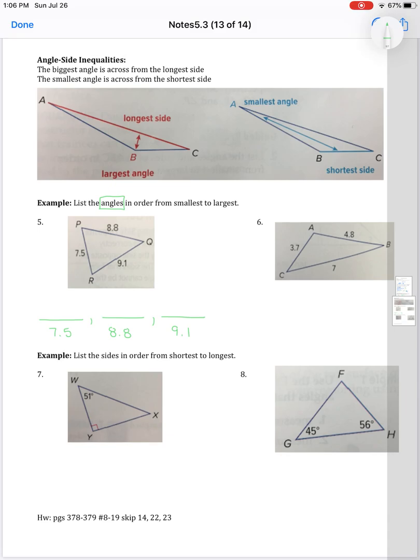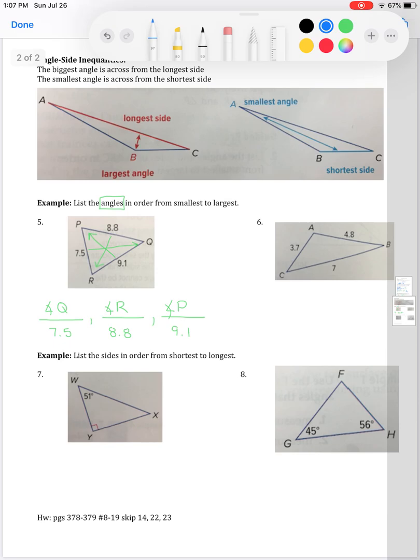Okay, so if we're being asked to list the angles in order from smallest to largest, now we want to list angles, so maybe just bold that out so we know we're talking angles here. We have 3, so we're going to make our list of 3. Now if we want the angles from smallest to largest, let me start off with sides first. So the smallest side is 7.5. The next smallest side is 8.8. And then the biggest side is 9.9.